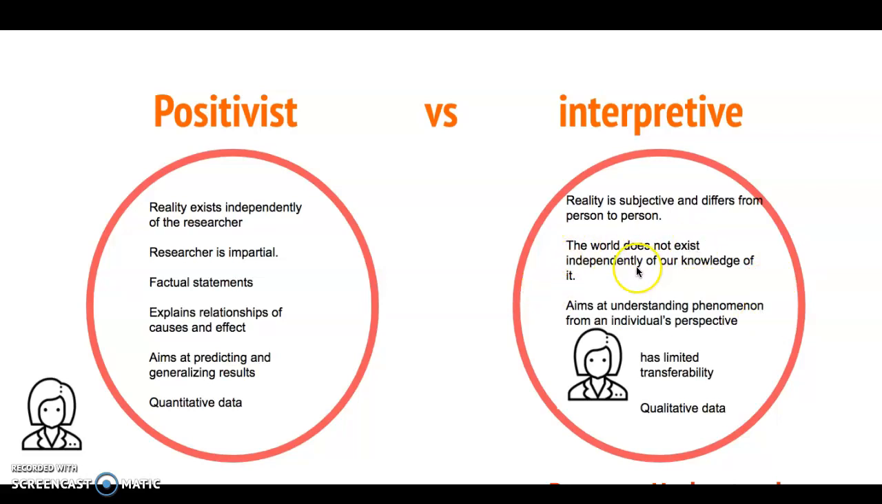The world does not exist independently of our knowledge of it, which means that what happens in our classroom is mainly what we create in the classroom, like the interactions that happen between the teacher and the students. That reality exists because we created it. We're part of it. Its main aim is to understand the phenomenon or the reality from an individual perspective. It has limited transferability, as I cannot generalize my observation or my understanding of this particular classroom to other classrooms.